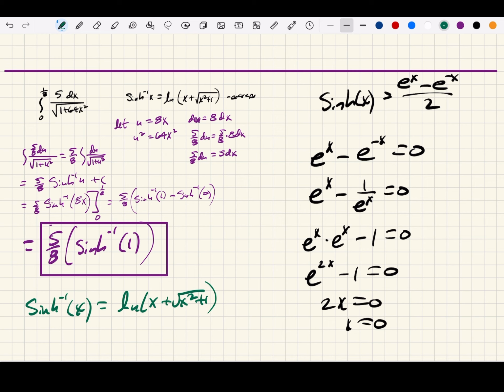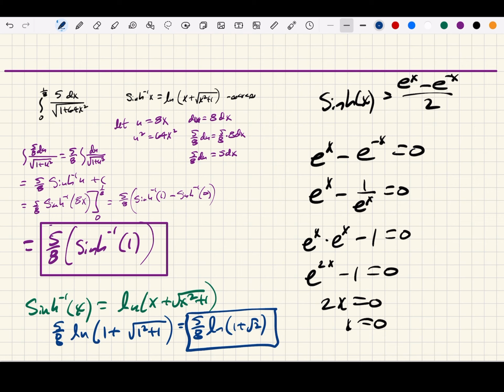Well, it looks like all I'm going to do is put 1s in there. My log form for this result is where I put 1s in for x. So I'm going to have 5/8 times the natural log of 1 plus the square root of 1 squared plus 1. Well, that's just 5/8 times the natural log of 1 plus the square root of 2. And that's it.